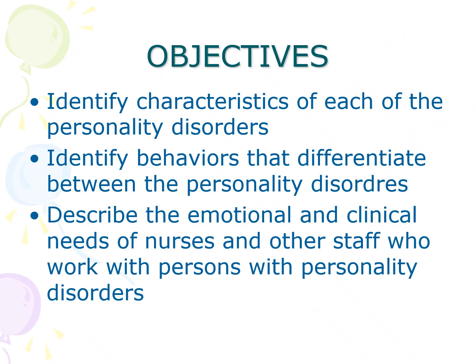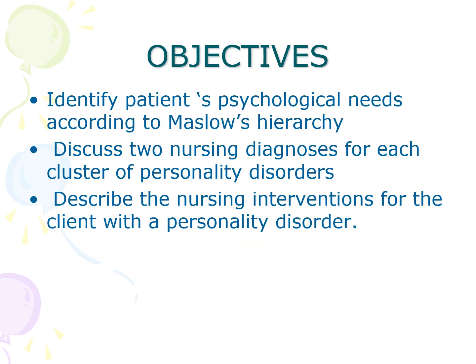So we're going to identify characteristics of personality disorder, differentiate between different types of personality disorders, and then look behind these disorders to see the emotional and clinical needs not only of the nurse but other staff when caring for individuals with personality disorder. We're going to identify psychological needs based on Maslow's hierarchy, looking at nursing diagnosis and also interventions on behalf of personality disorder.